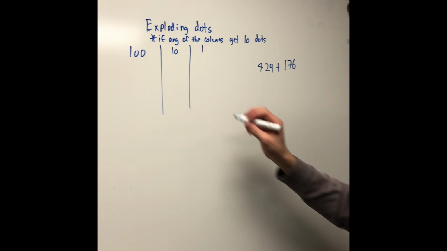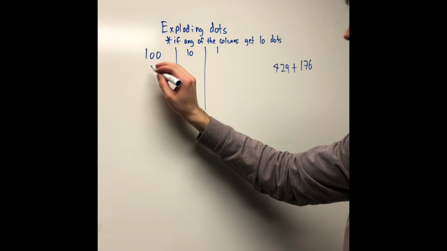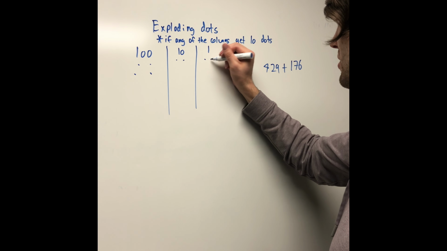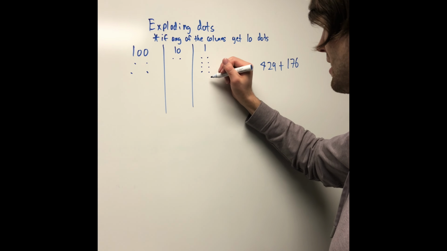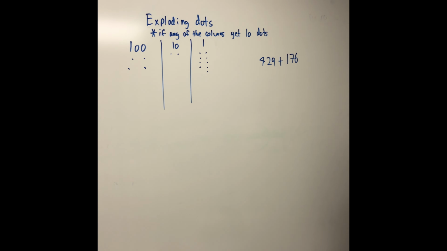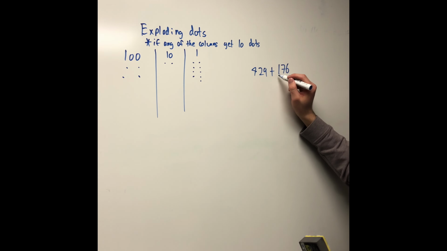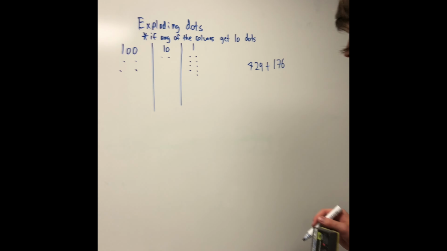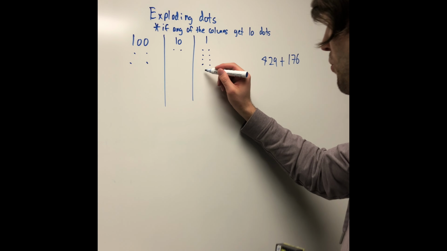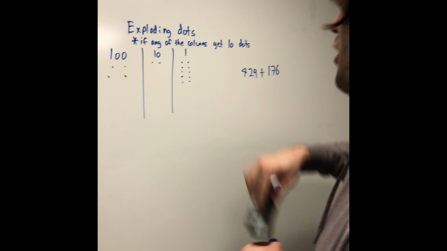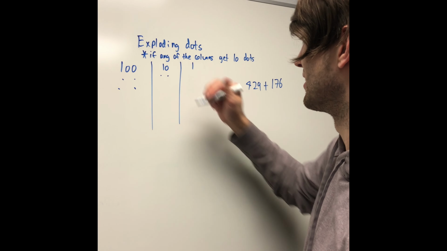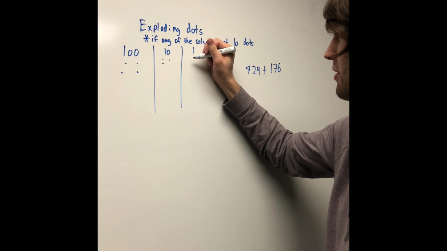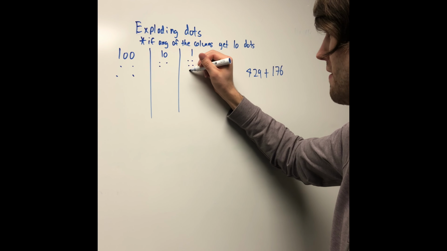So what I'm going to do is start with my 429: 4 dots, 2 dots, 9 dots. Alrighty, so let's add our 176. I'm going to start with the ones column because I think something pretty crazy is about to happen. I'm going to add 1. Uh-oh. Explosion. 1 dot into the tens. And because we've got 6, I added 1, so how many do I have left? 1, 2, 3, 4, 5 dots.